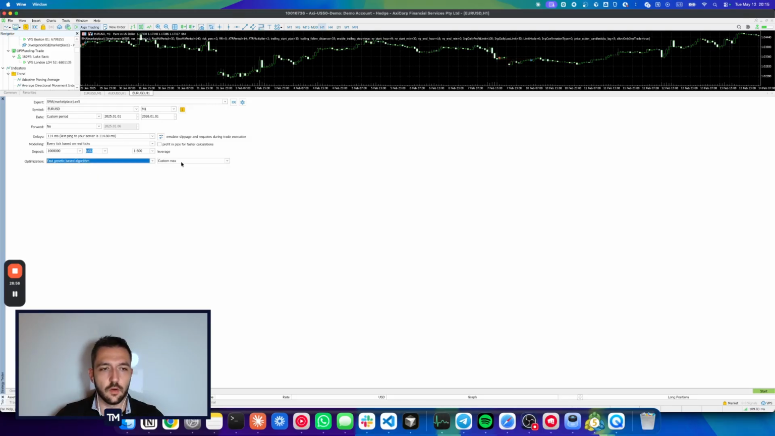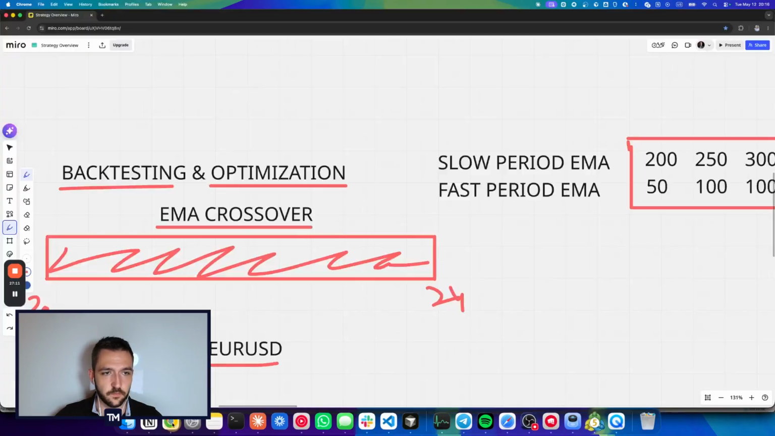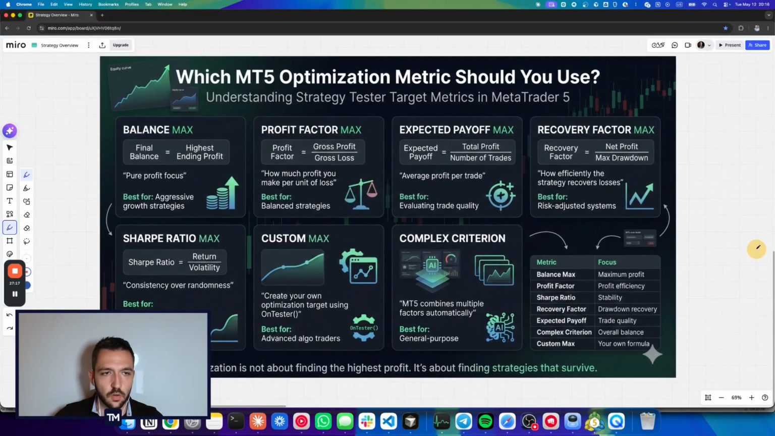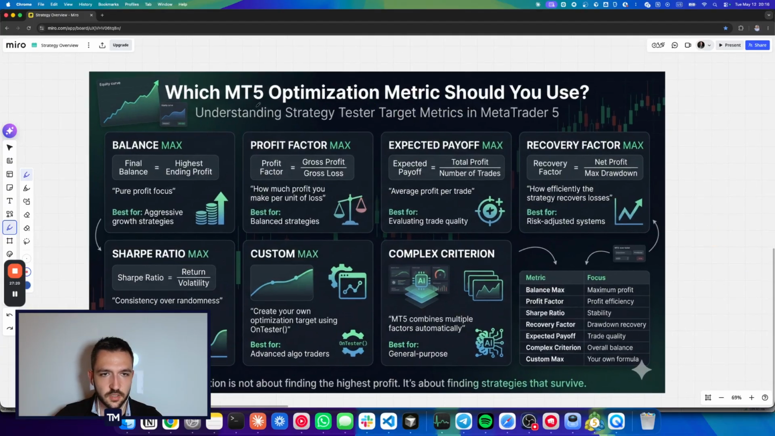Now let's go over the final field, which is the metric you're optimizing for. As you can see here, there are a couple of them, and I have a nice explanation. So these are all the different optimization metrics. What does optimization metric mean? This means that it's going to try to make this metric as big as possible, okay?